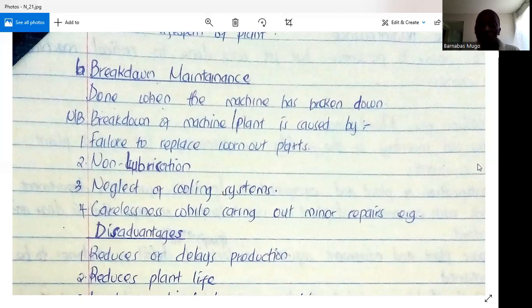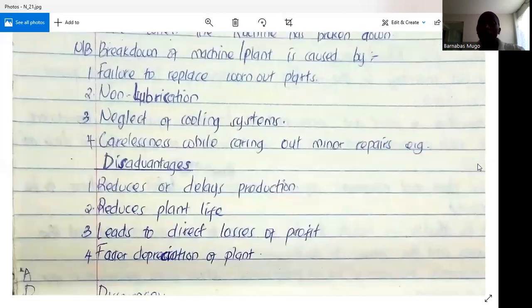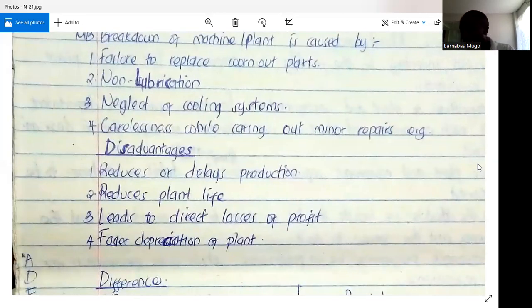Another reason for breakdown of a machine is non-replication, whereby we don't replicate the worn, that is, the moving parts. Another reason is negligence of the cooling system, whereby we don't use, for example, the coolant. That is one of the reasons why a machine can break, and also carelessness when handling or carrying out minor repair. Those are some of the reasons why a machine breaks down.